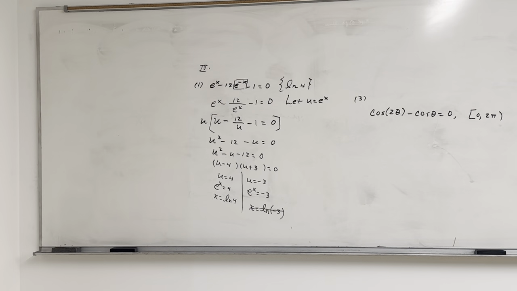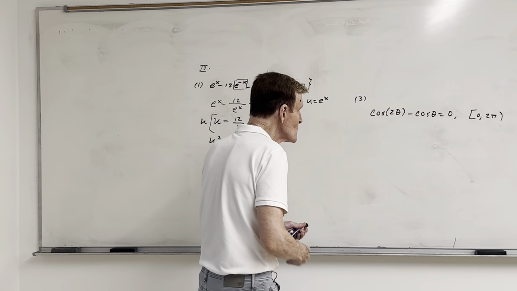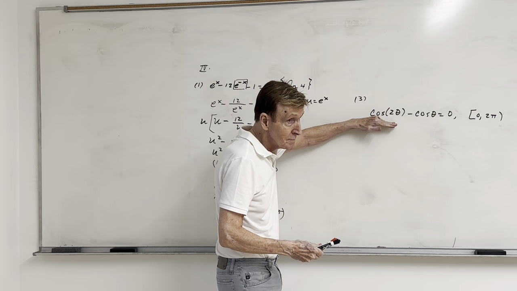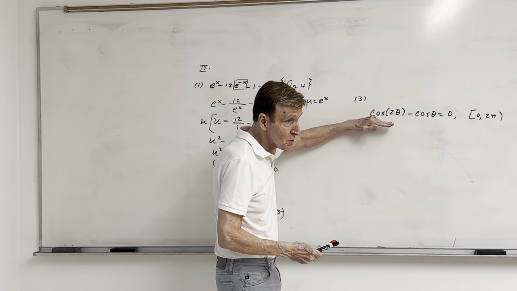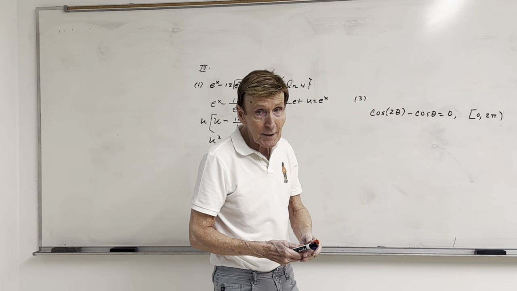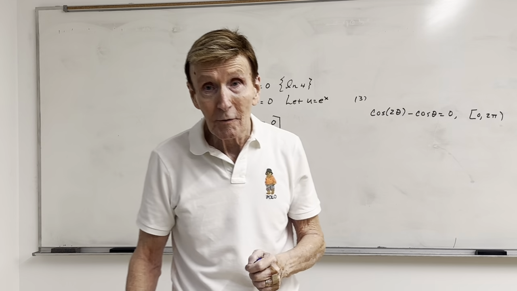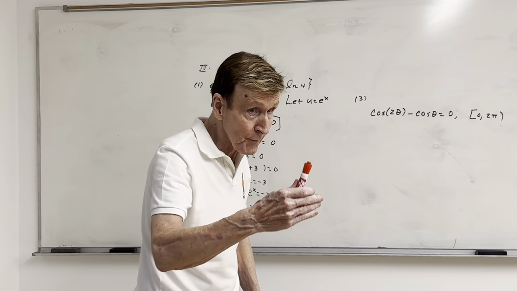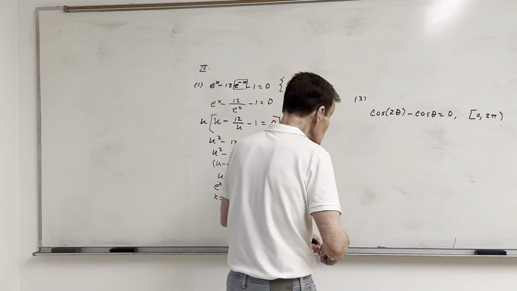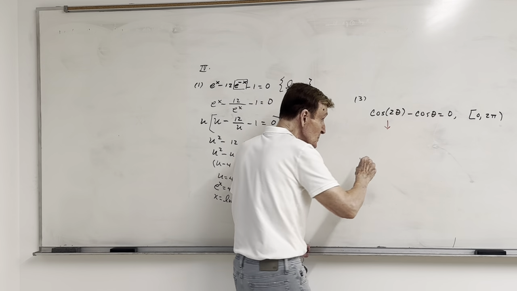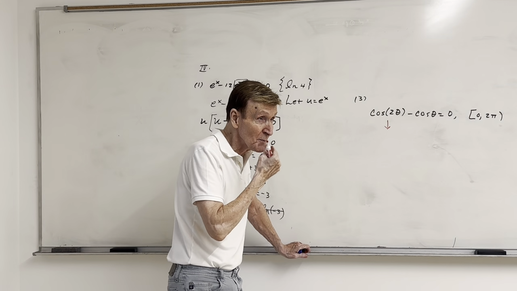Who has an idea? Right here should give you a hint. Cosine double theta. That implies you may want to use a double angle formula. And that's the one that has 3 versions. So you guys say, well, which of those 3 versions, Professor, should I use? Oh, guys, I think the first version was what? Cosine squared minus sine squared.